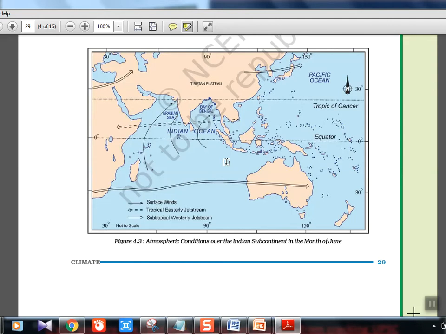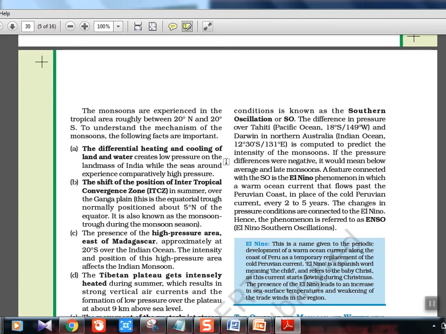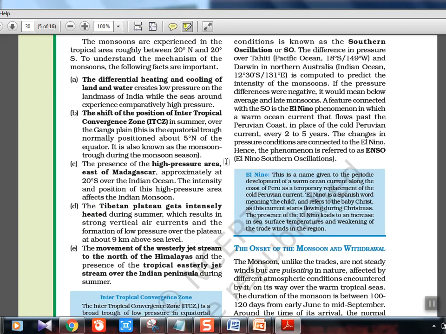Okay, so we'll continue with the text and picture. I think I have explained many things. Now the same things which I told you, they are giving in a slightly more formal way: what are the main reasons for monsoons, and the factors affecting monsoons.